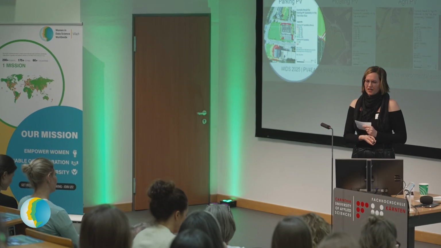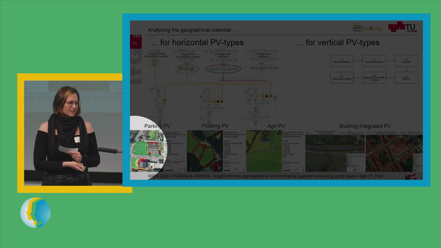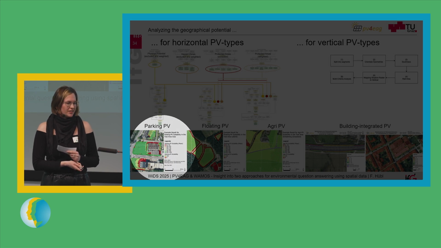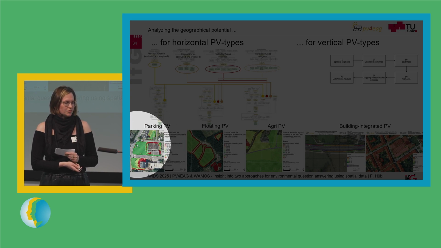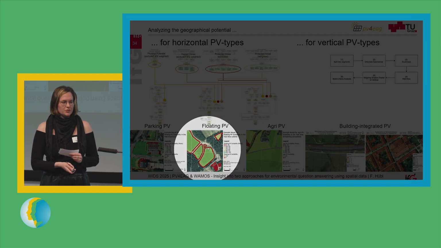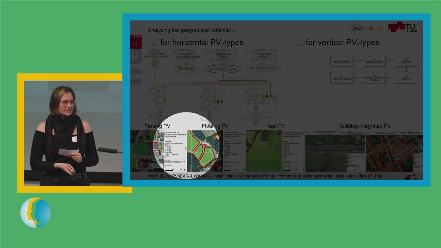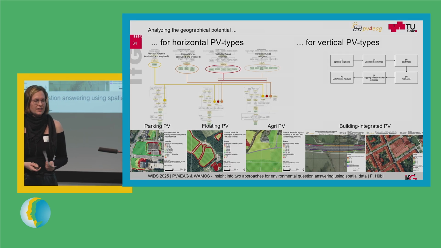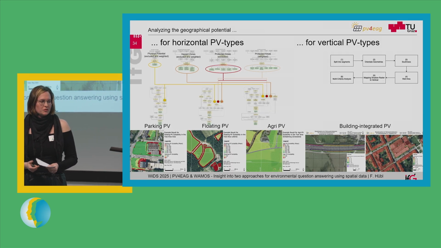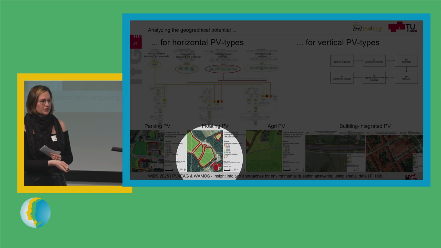So in the end, we also have maps. Green means good, suited. This is, for example, a parking area that's really suited. Floating PV we have here, also lakes are suited. Here you can see in red not suited areas. For floating PV, the littoral zone on the outside, so the boundary, is not suited, as you can see here, or small lakes, for example.